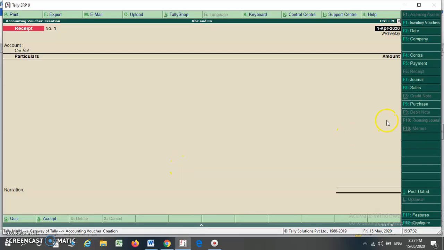So for the purpose of making contra transaction, I have to select F4. Now please remember that contra is a transaction between cash and bank or bank and bank. That means contra is a transaction for an interbank transaction or a transaction within cash or bank.